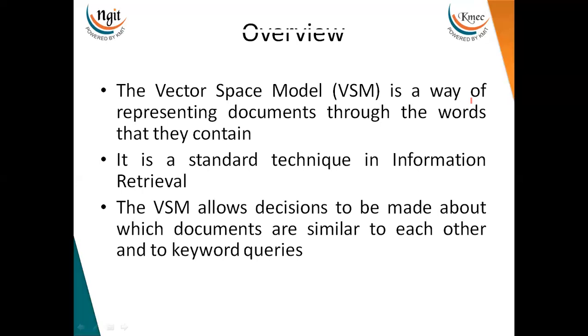The vector space model, as I told you, in short known as VSM, is a way of representing a document through the words that it contains. Here we are using words as tokens in the vector space model. It is a very simple, standard technique which will help us to retrieve information. Using these vectors, we are able to decide whether a document is relevant to the query or not. So using VSM, decision making is possible.